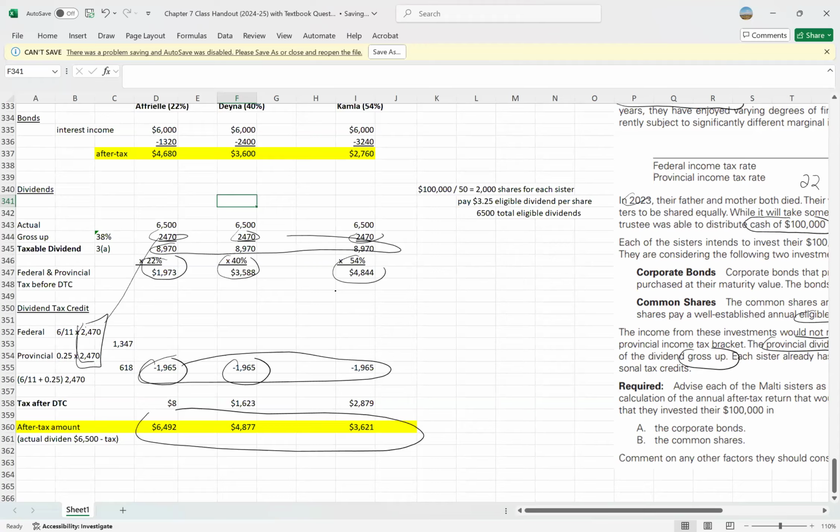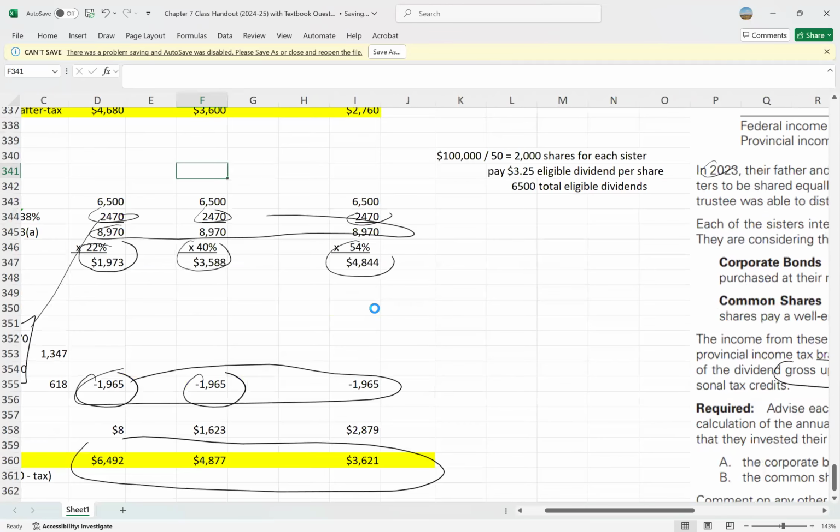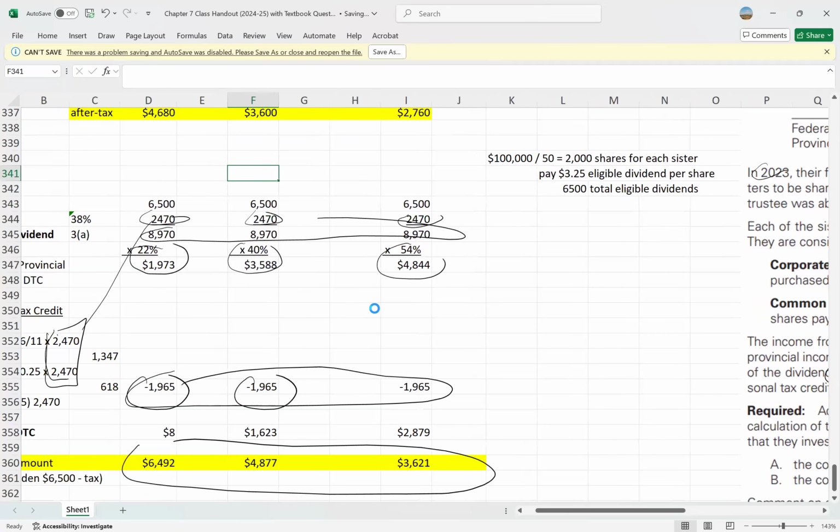But that's just assuming that they do get the dividend income. Those of you that are maybe taking financial planning know that dividend income is riskier than interest income, because interest income is more or less guaranteed, whereas dividend income could vary from year to year depending on the profitability of the company. So there's a lot more risk when you invest in shares.